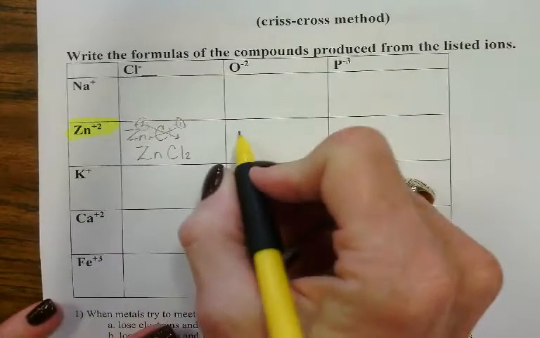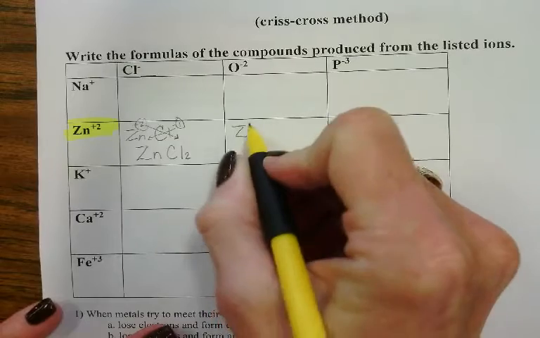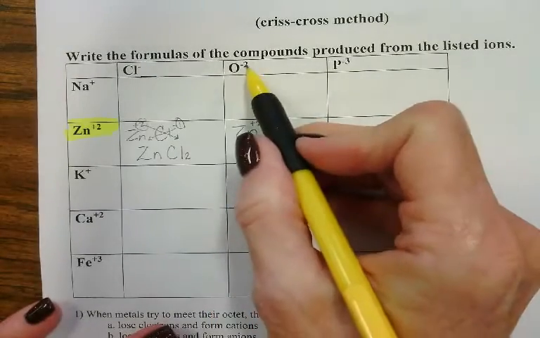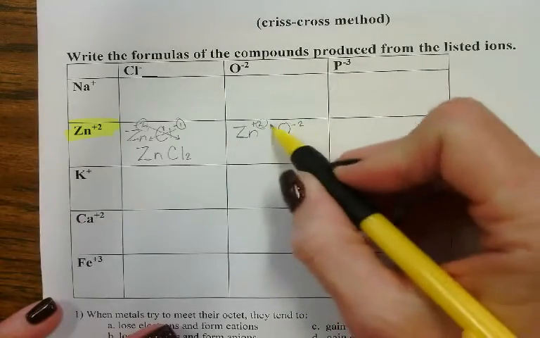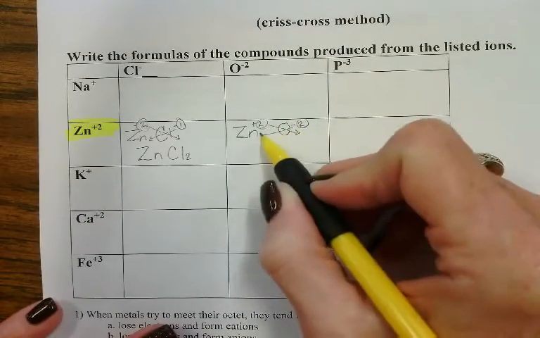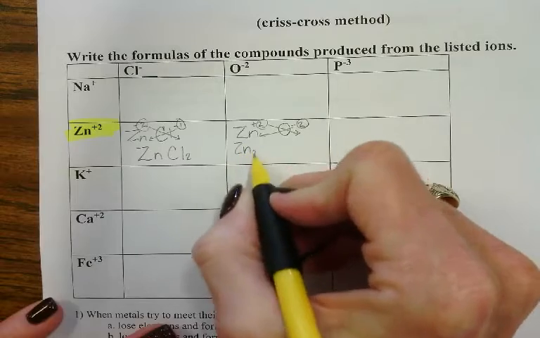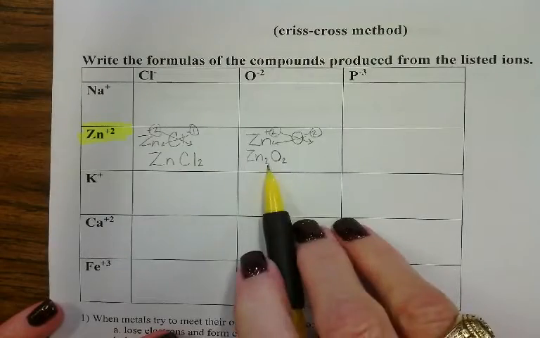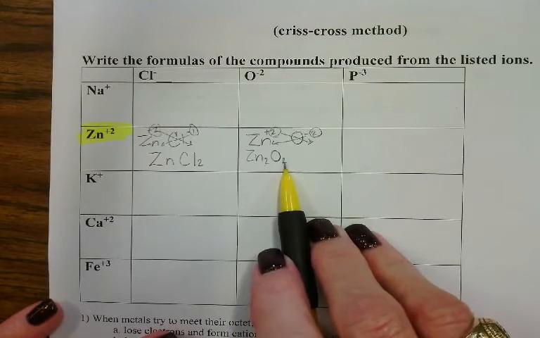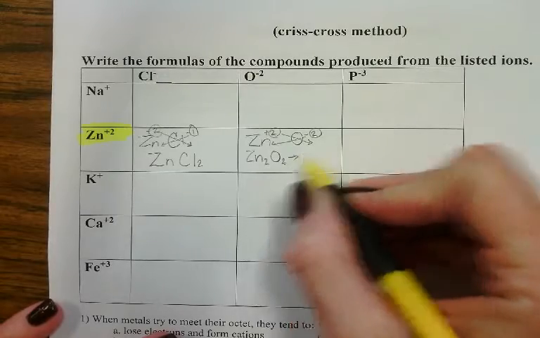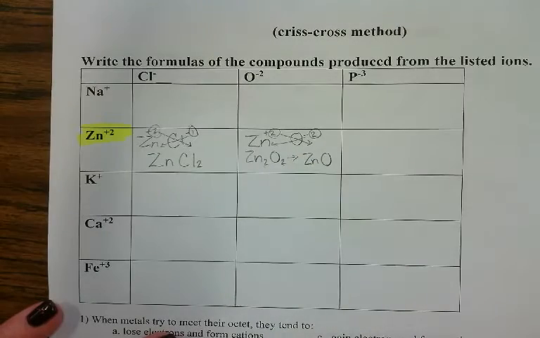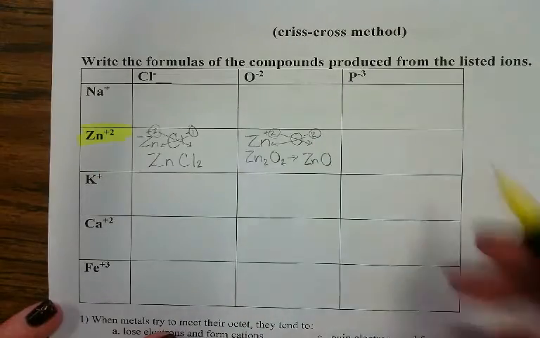All right, zinc and oxygen. Zinc has a +2 oxidation number. Oxygen has a -2 oxidation number. So we're going to crisscross those two, and we'll have Zn2O2. But just like in math, if these numbers can be reduced, if these numbers can be divided by the same thing, they have to be. So both of these can be divided by 2. So our final answer here would be ZnO, 1 and 1.